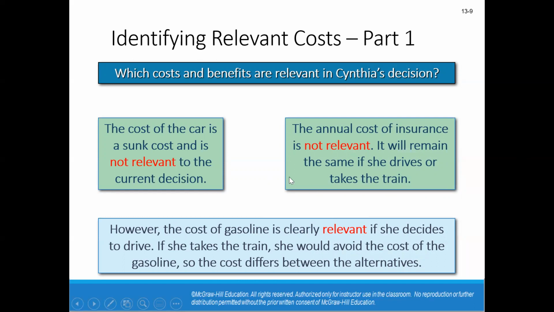Then the cost of gasoline makes it pretty relevant if she decides to drive. If she takes the train, she would avoid the cost of gasoline. So that cost differs between the alternatives. Make sense?